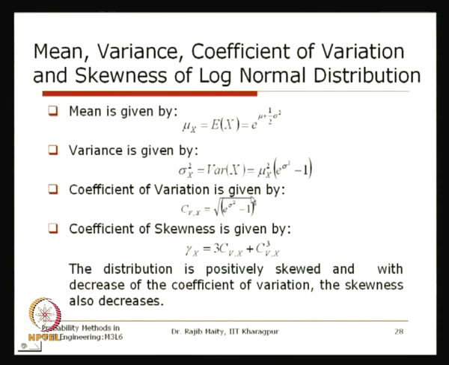The coefficient of variation of the random variable x is given by CV x equals square root of e power sigma square minus 1, and the coefficient of skewness gamma x is equal to 3 multiplied by CV x plus CV x cube. The distribution is positively skewed, and with a decrease of the coefficient of variation, the skewness also decreases, which can be seen from this equation.